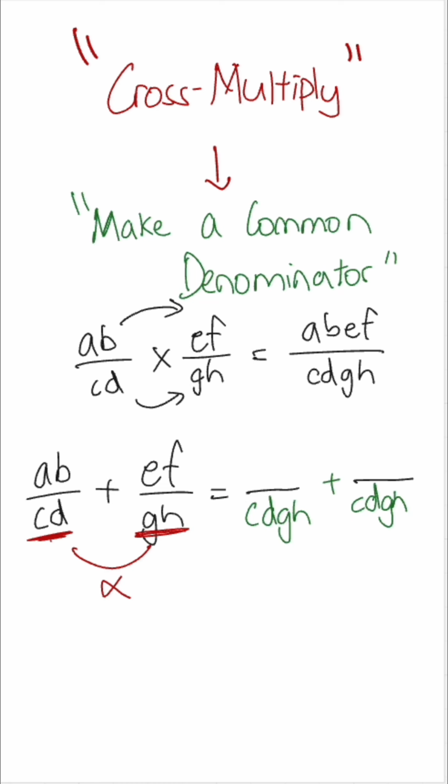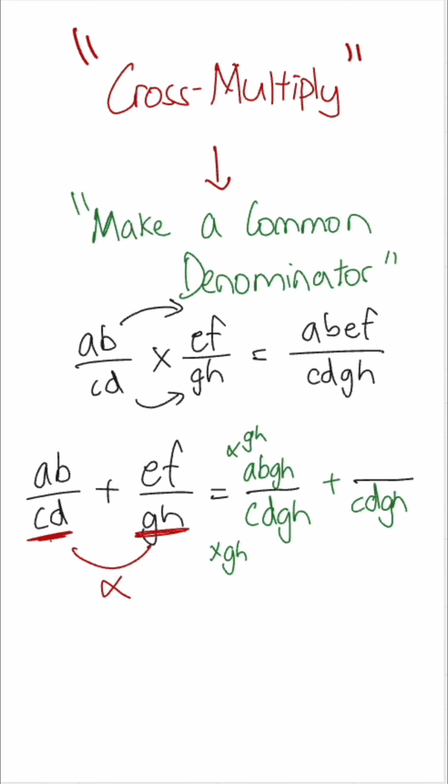So this is the end result, right? But how do we make the left side CDGH? Is to multiply both on top and the bottom. Okay, I will just say top and bottom, but actually what I mean is numerator and denominator, multiply by GH. So it's just ABGH, right? And then afterwards, the other fraction will need to multiply by CD instead, right?